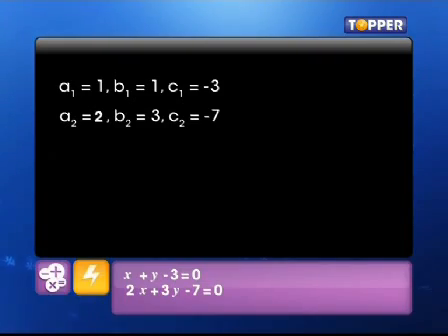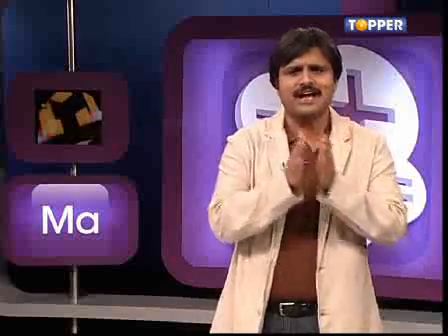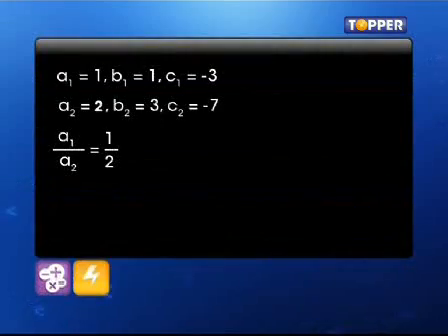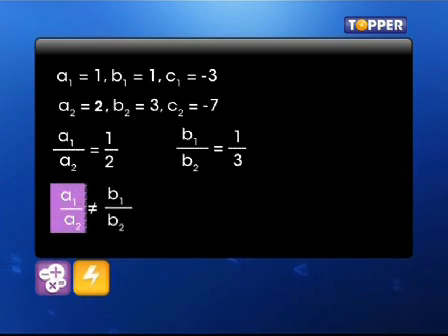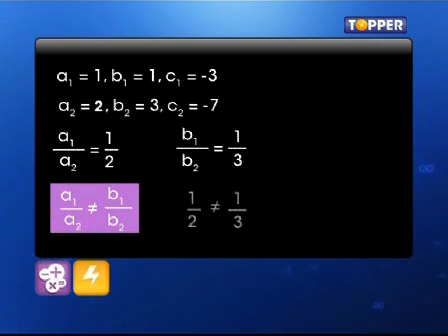You know what we are going to do now? We will find the ratios. Which ratios? We'll find first the ratio between a1 and a2. And what is that ratio? Simple, 1 over 2. And what about b1 over b2? That is 1 over 3. So what can you say about these two ratios? Something that you can directly say is that the two ratios are not equal. Of course, 1 by 2 is not equal to 1 by 3.